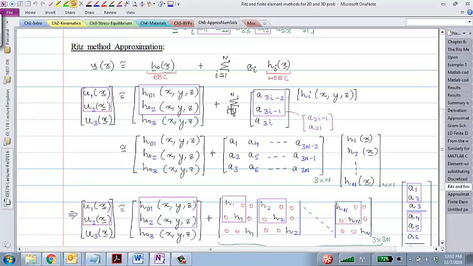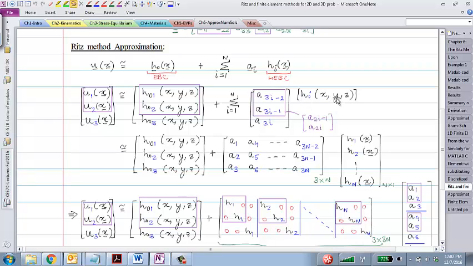In addition, for each node in the 2D or the 3D problem, I will have 3 unknown coefficients, similarly multiplied by x, y, and z components of a certain approximation function, which will actually be a function now of x, y, and z. And I'll talk about what these functions look like in 2D and in 3D. But for now, let's assume that we have some function.